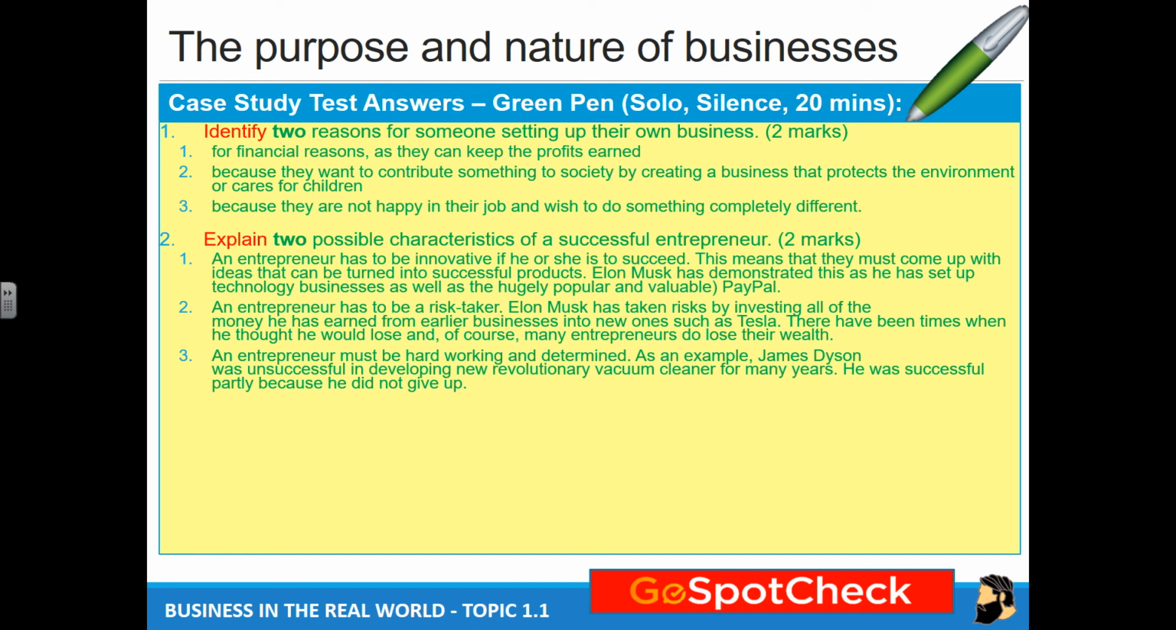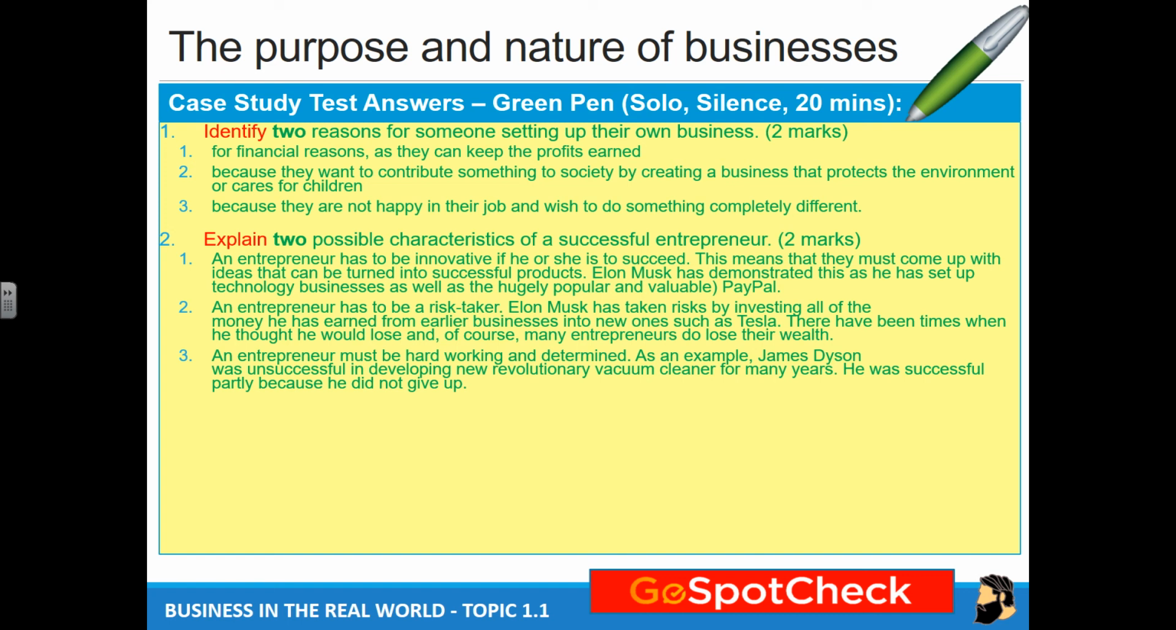Elon Musk, here's the example or the evidence. Elon Musk has demonstrated this as he sets up technology businesses as well as the hugely popular and valuable PayPal. There you go, done. So you're using some of the points that you've extracted from the case study to input into your answers, showing that you are able to, the word I'm looking for, able to understand using what's in there. Yeah, you're applying, that's the word I'm looking for. You're applying the knowledge to the case study.